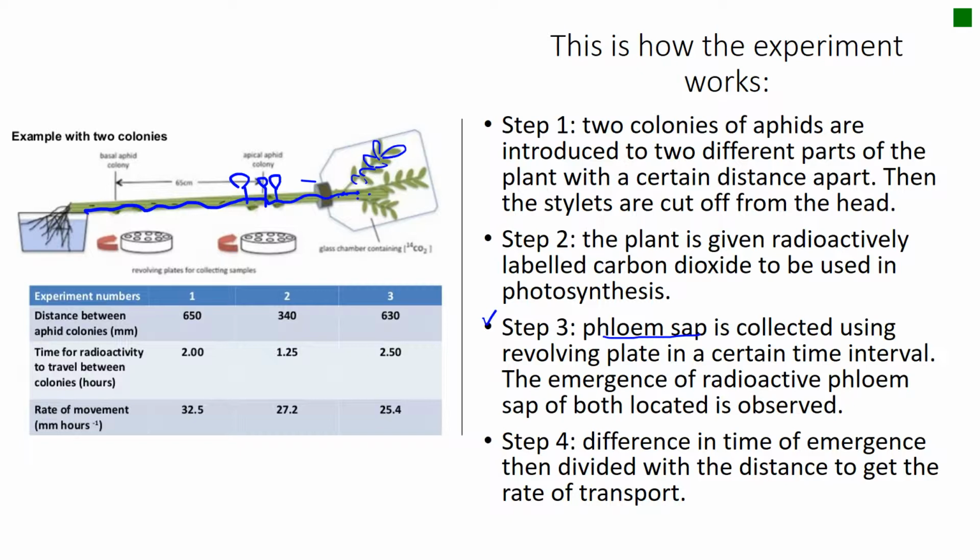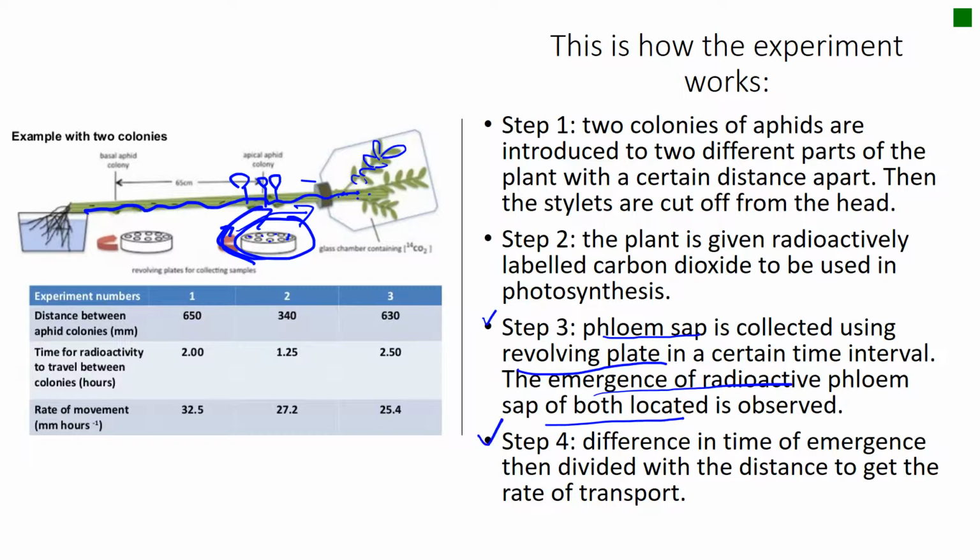This phloem sap will be collected using a revolving plate at a certain time interval. So this plate, as you can see from here, has lots of holes in it to collect the phloem sap. From time to time, at certain intervals, it will revolve, so that the scientists know at what time the phloem sap that drips out contains radioactivity. The emergence of radioactive phloem sap at both locations is then observed.